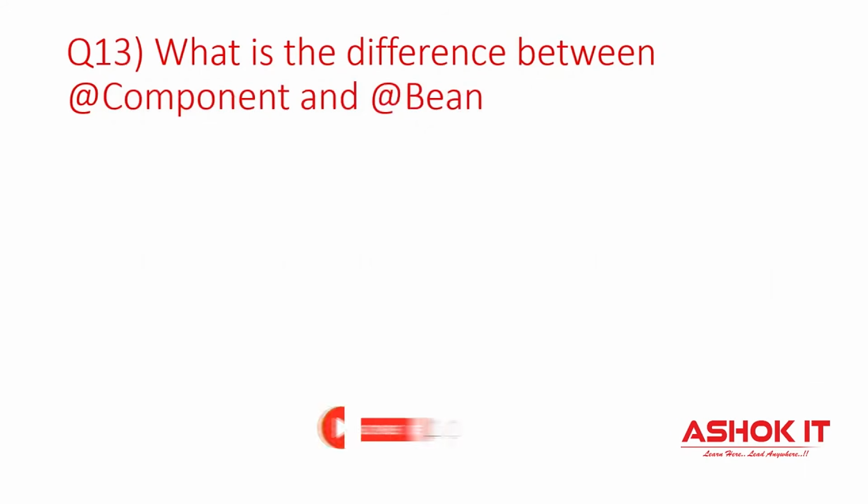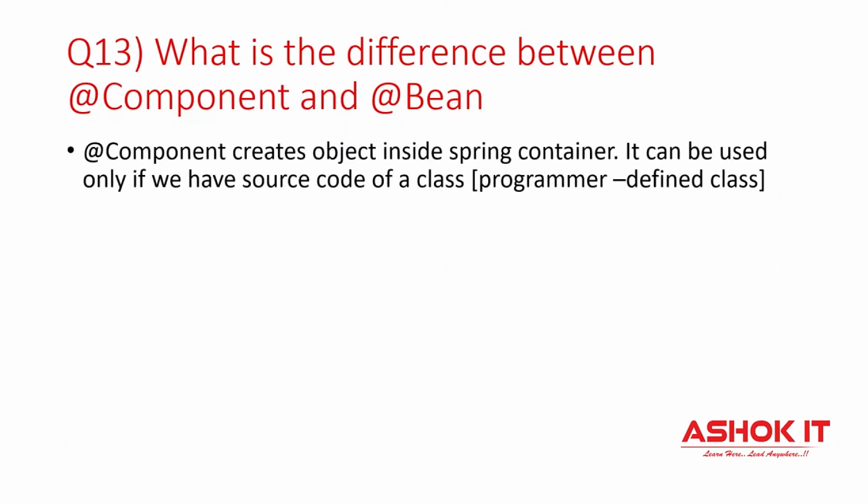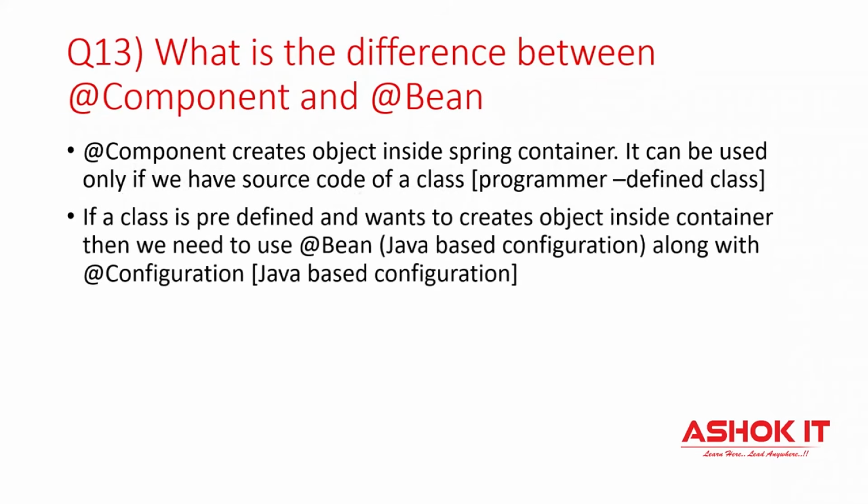What is the difference between component and bean? It is also one of the most asked questions. Both indicate object creation, but the point is, do we have source code? If we have source code, we can open the class. On top of the class, we can write @Component. If a class is programmer defined, meaning we created the class, then we can use @Component. If a class is predefined, then you can't modify the existing code. In that case, we write Java based configuration by writing @Configuration and @Bean. Then the container will create the object.